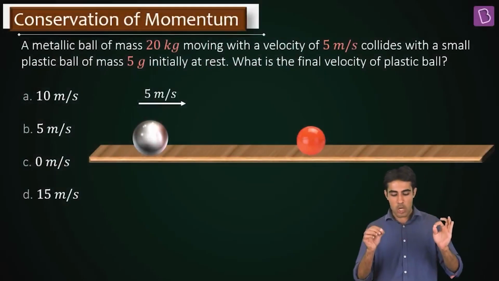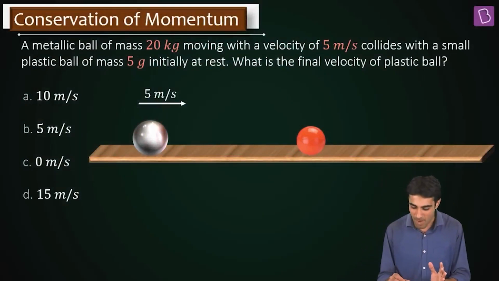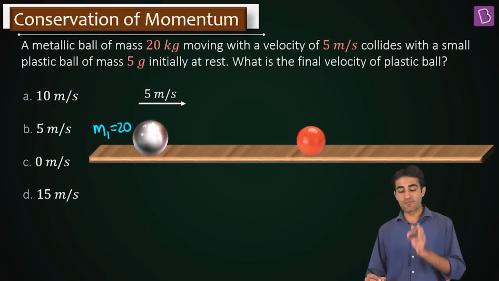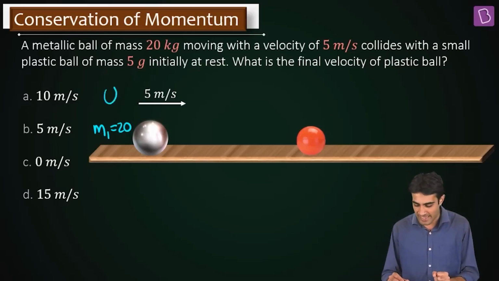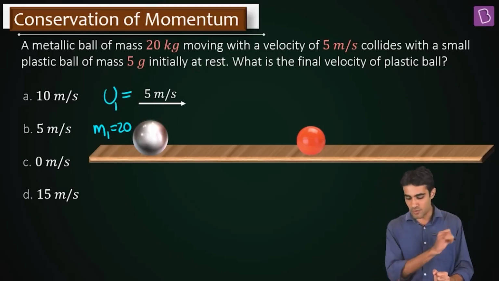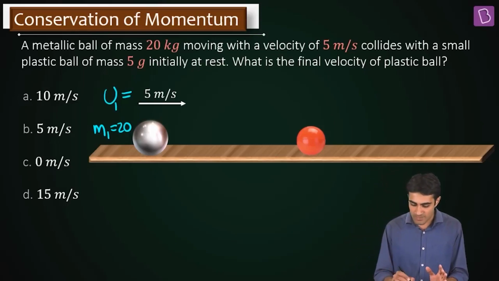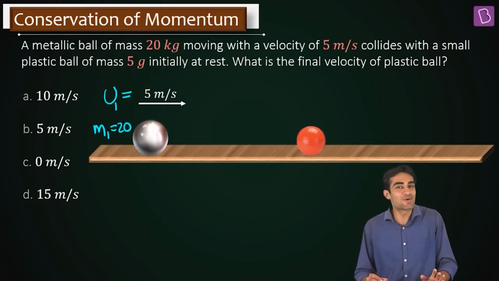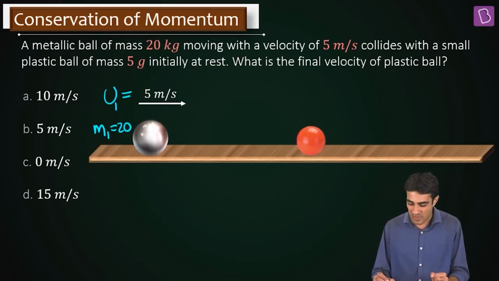A metallic ball of mass 20 kg. Oh, really heavy ball. Mass m1 is 20 kg. Now this ball is moving with the velocity of 5 meter per second. So initial velocity u1 is given in the question. u1 is given, m1 is given. It collides with a small plastic ball of mass 5 gram initially at rest. So here we have a small plastic ping pong ball and its mass is 5 grams.